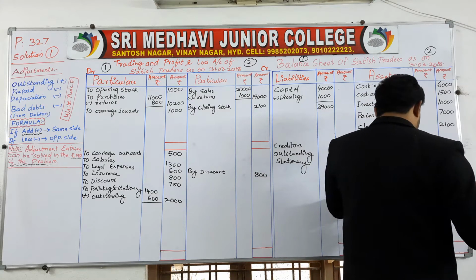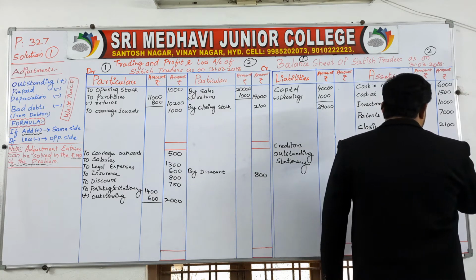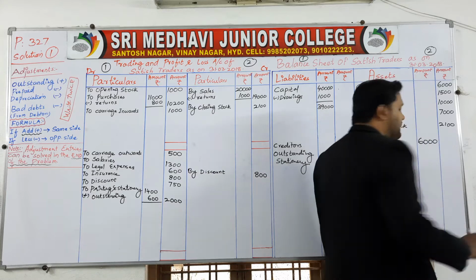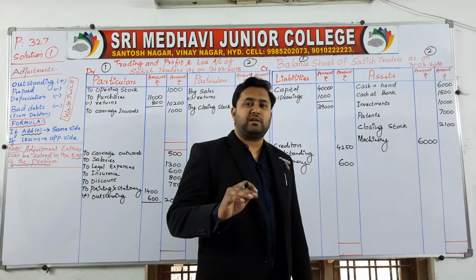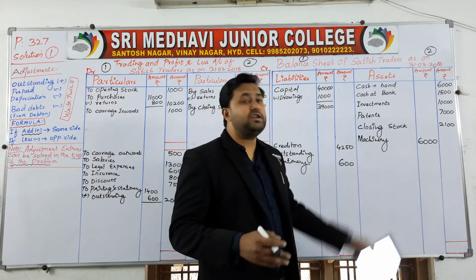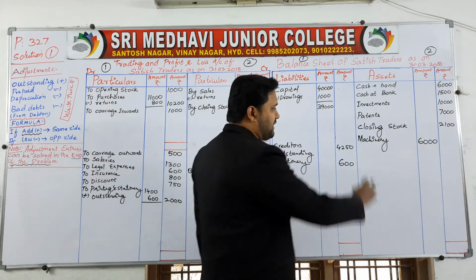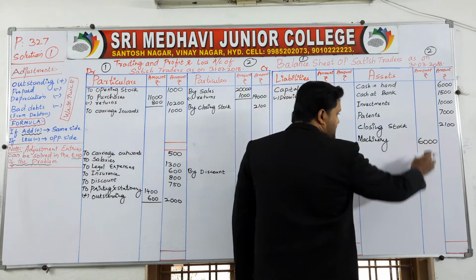Machinery, how much? 6000. It should be written in inner column. Any adjustment transaction can be done in inner column. So you have to write machinery amount in inner column, 6000.